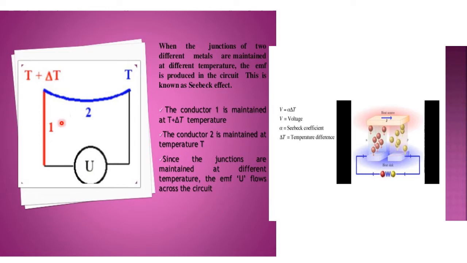You can see over here two different metals maintained at two different temperatures, one at T and the other at a higher temperature, T plus delta T, connected to a voltmeter or galvanometer. So one conductor is maintained at one temperature and the other at temperature T. Since the junctions are maintained at different temperatures, an EMF flows across the circuit. I hope the concept is now clear and what these effects are basically explaining.